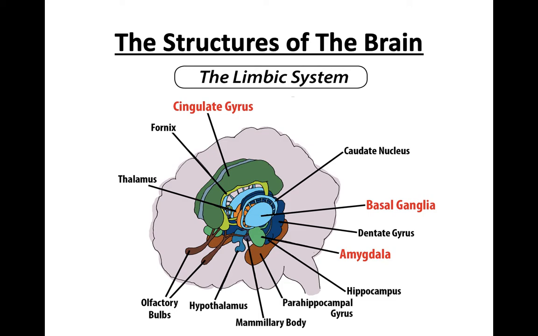Now there's this other structure of the brain called the limbic system. This is important to know because the limbic system and the structures involved with it are responsible for emotion, motivation, as well as the emotional associations that we have with our memories. So the limbic system primarily refers to the amygdala, which you see in red, the hippocampus, the thalamus, the hypothalamus, the basal ganglia, which you also see in red, and the cingulate gyrus.